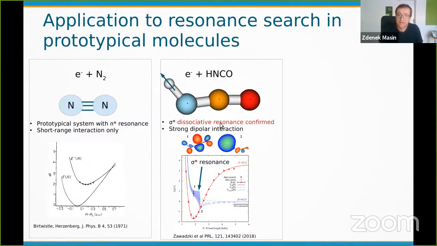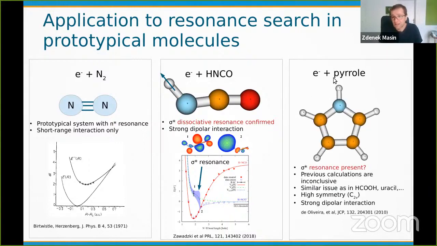which is interesting because in this system, we know that there actually is a dissociative sigma star resonance, but the system has a dipole moment, and so there is a dipole interaction. Then we will move on to electron collisions with pyrrole, where the situation with the sigma star resonance is unclear, because we are not sure whether the resonance is there, because previous calculations are inconclusive. So the situation in pyrrole is very similar to formic acid, uracil, and other molecules, but this molecule has an advantage that it has a very high symmetry, but it also contains a dipolar interaction.